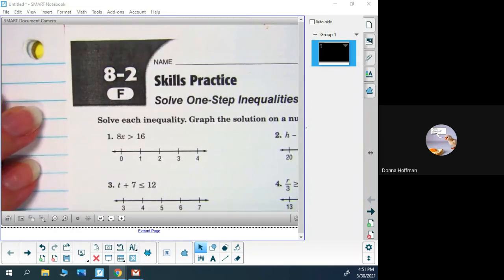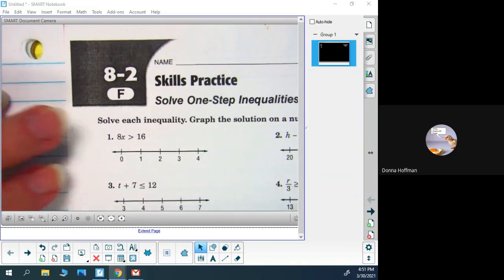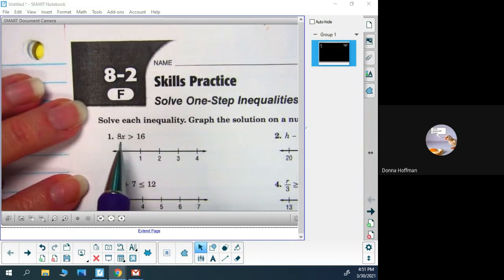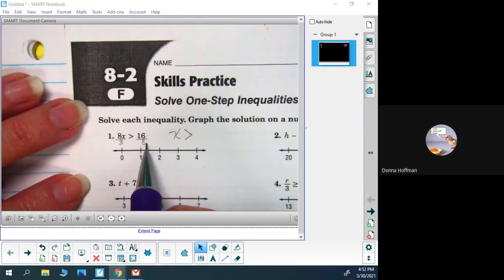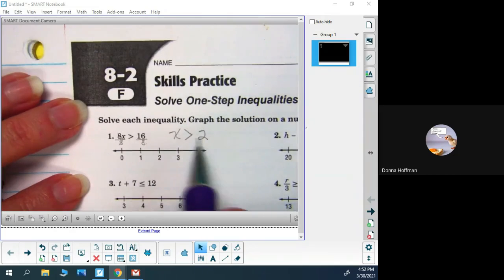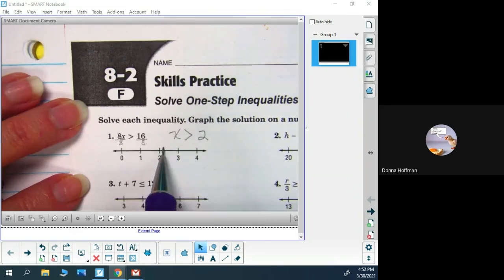Number 1 on the skills practice, I want you to do 1 through 16. Don't worry about 17. I don't care about that one. Okay, so 8x is greater than 16. So I got to divide both sides by 8, leaving x by itself is greater than 16 divided by 8, which would be what, 2? I need all numbers that are bigger than 2, but I cannot include 2. So it's an open circle and all numbers that are bigger than 2.